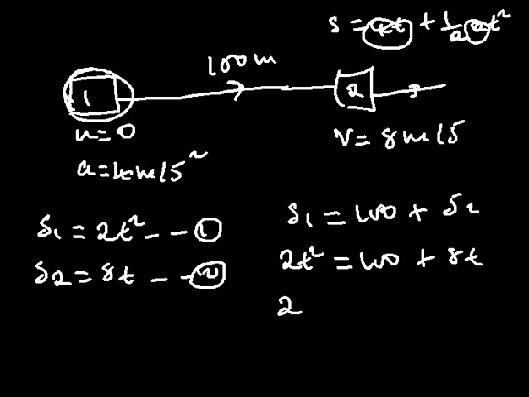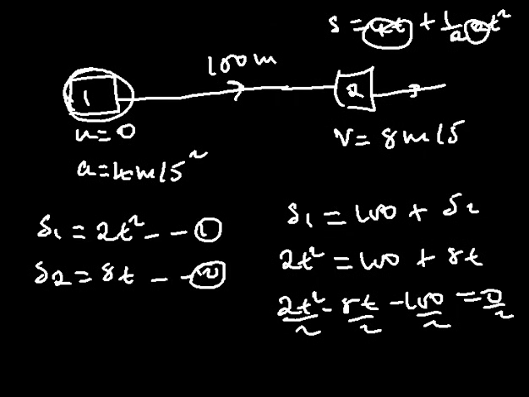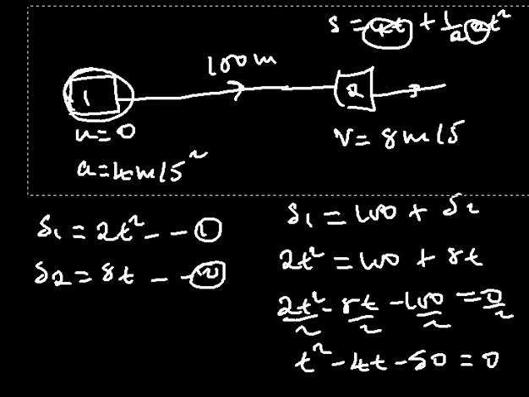So we'll have 2t squared minus 8t minus 100 is equal to 0, where we'll have to solve for t using the quadratic formula. By the way, this is a quadratic equation. We'll simplify that one, so we'll have t squared minus 4t minus 50 is equal to 0. So how do you think we should solve that one? We have to use the quadratic formula.